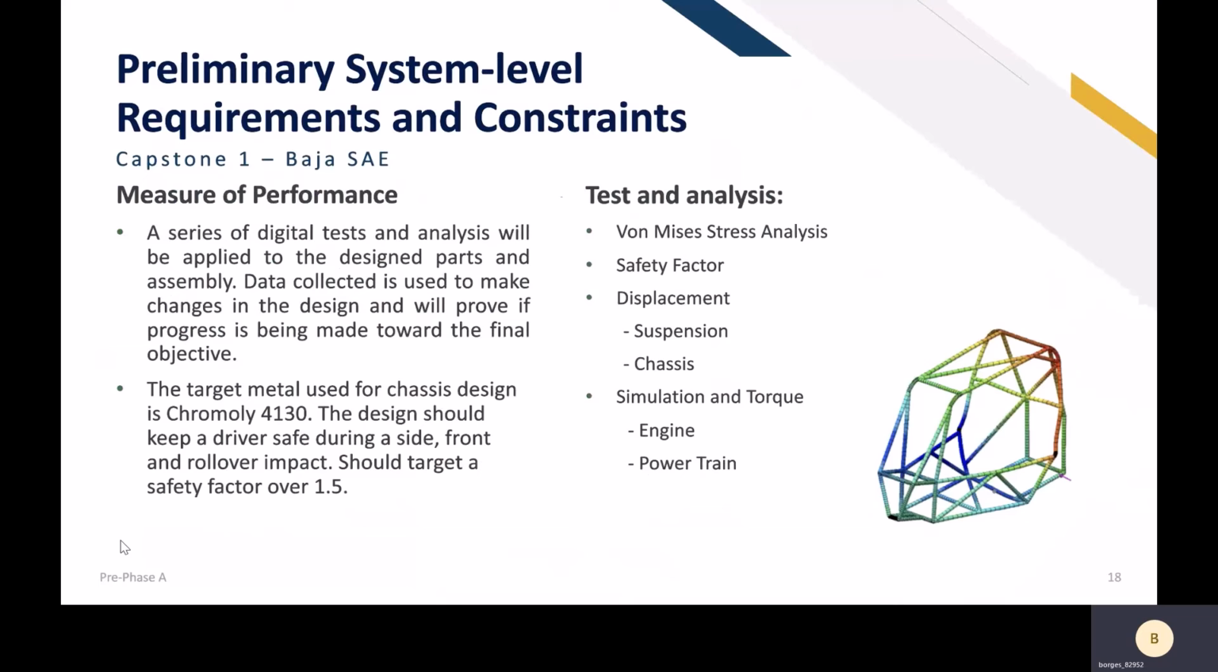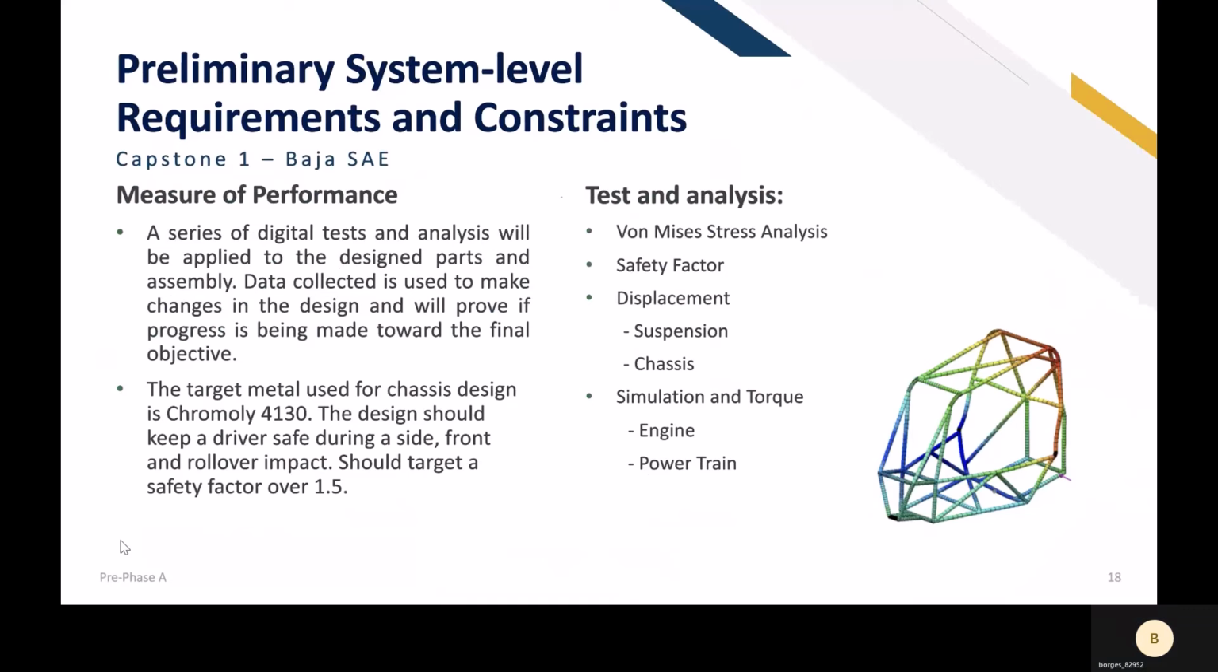The measurements that will be used to measure performance and ensure safe operation will be digital engineering analysis. Among them are those used in the SolidWorks program. One of those is the von Mises analysis, the safety factor analysis, and displacement analysis. All of these 3 will be applied to the suspension and the chassis design. SolidWorks simulation and torque tests will also be used to ensure that the engine and powertrain are compatible and capable of moving the total weight of the vehicle.